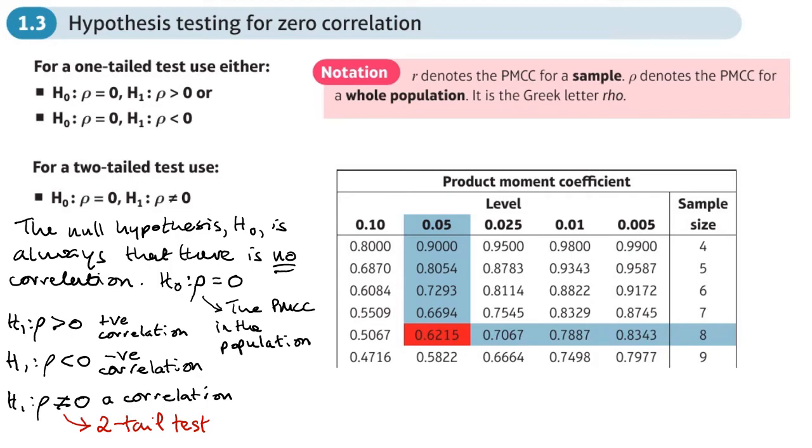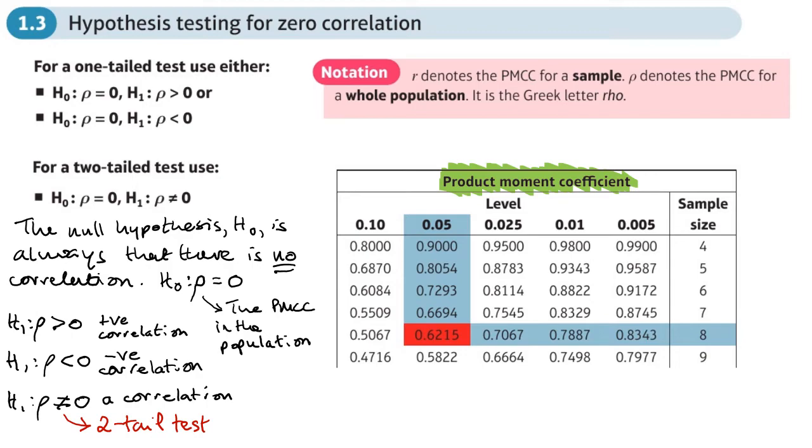Now we need to know how we're going to decide whether there's a correlation or not. We need some sort of critical value. And basically there's a table. We don't need to work these values out. We just go to this table that is titled Product Moment Coefficient. And this table is a table of critical values based on how big your sample is that you're doing the correlation on and the significance level.